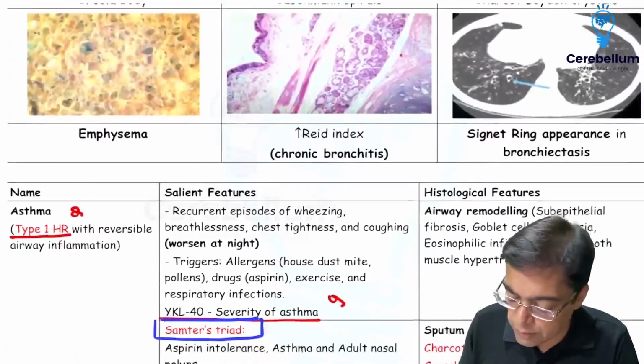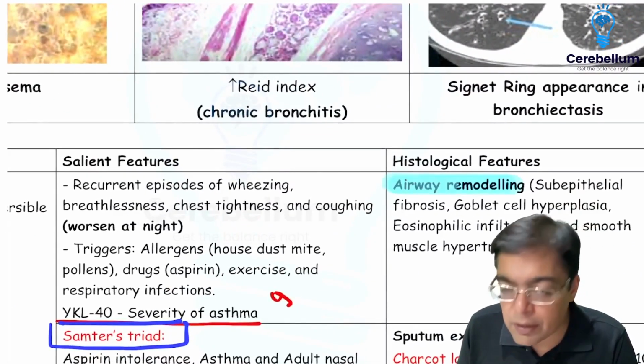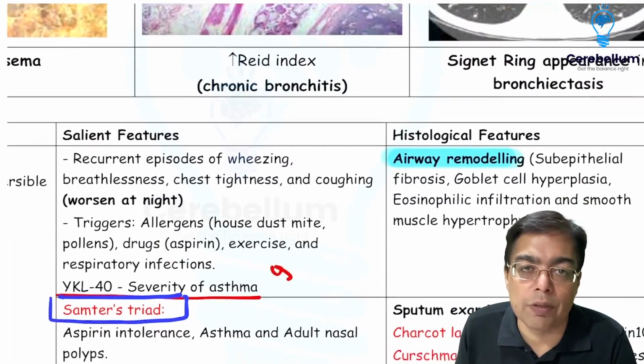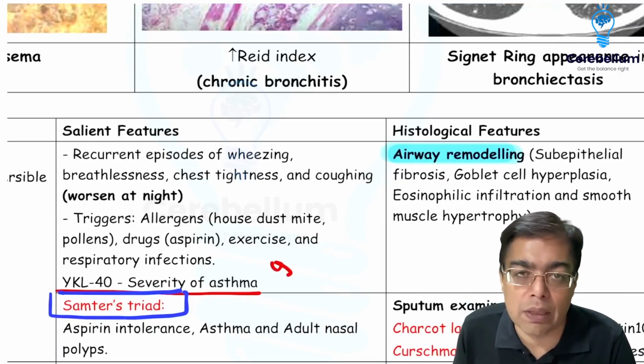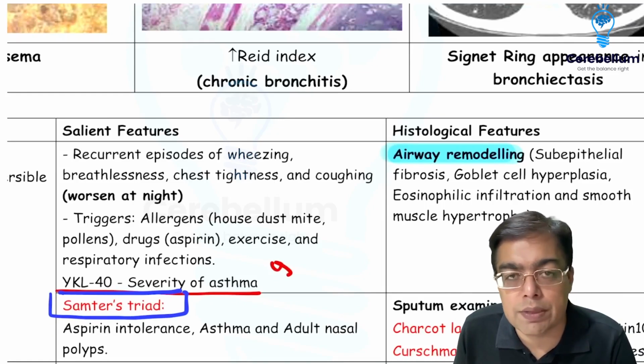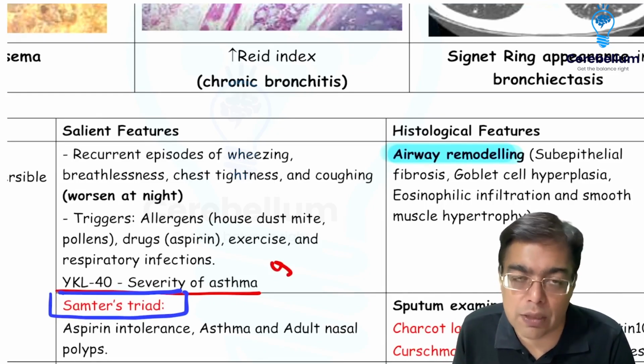Any patient who is going to have asthma is going to have a histological finding, which is going to be given the name of airway remodeling. This refers to an example of an irreversible change in the airway characterized by the presence of subepithelial fibrosis. There is a presence of goblet cell hyperplasia, and there is going to be presence of smooth muscle hypertrophy, not to forget, of course, the eosinophilic infiltration.